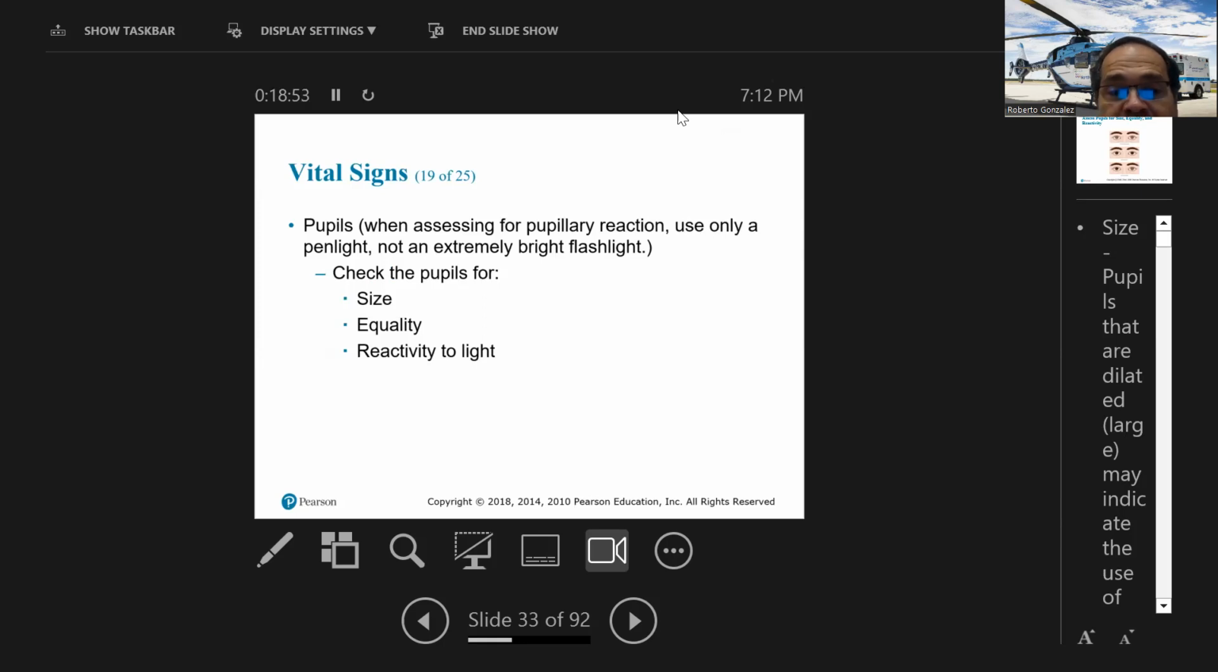So pupils: when assessing the pupillary reaction, use only a pen light, not an extremely bright light. Check the pupils for size, quality, and reactivity to light.